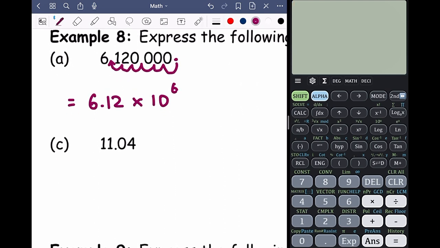Right, next we have 11.04. This is not exactly a very big number, but still, in terms of the skill of converting to standard form, it works like this. We know that our front number is supposed to be 1.104, and our decimal point only needs to be shifted 1 time. So it's times 10 to the power of 1.